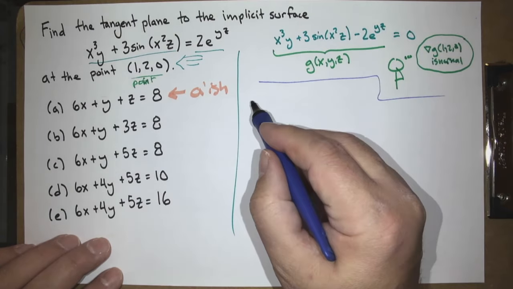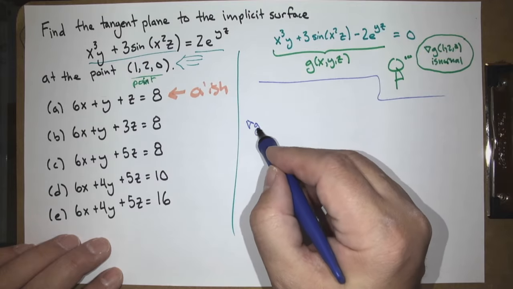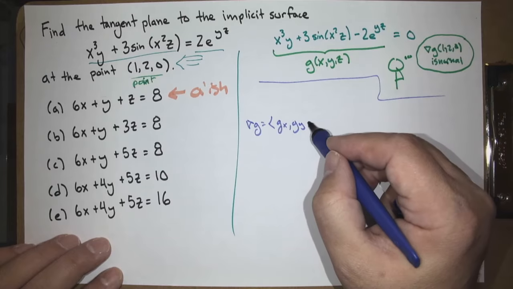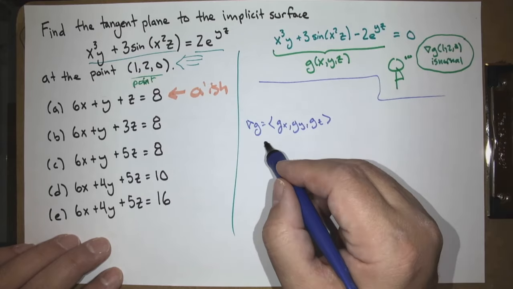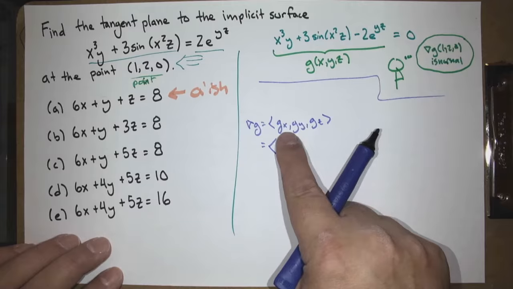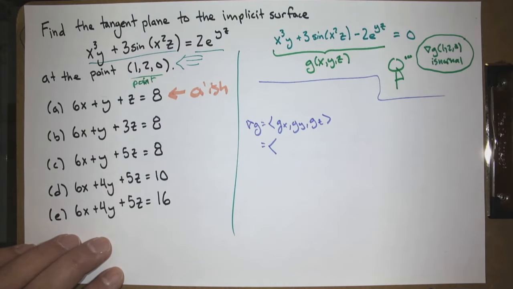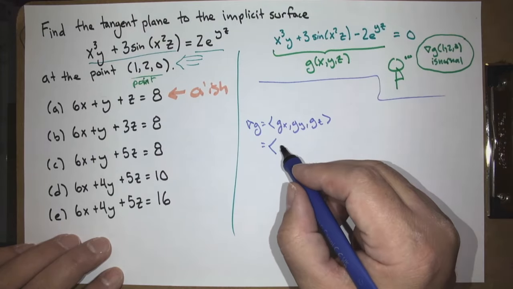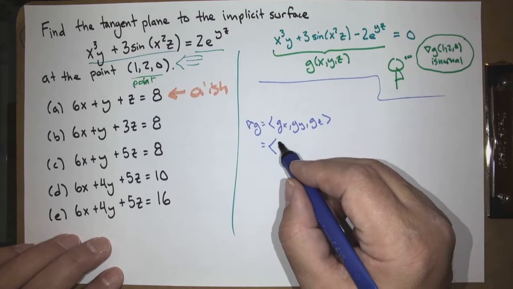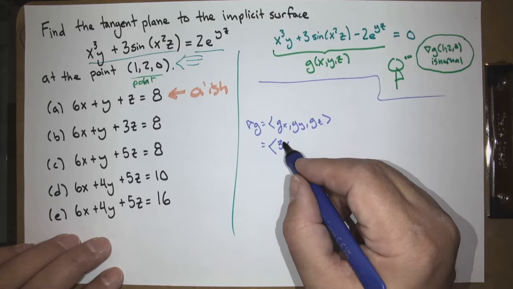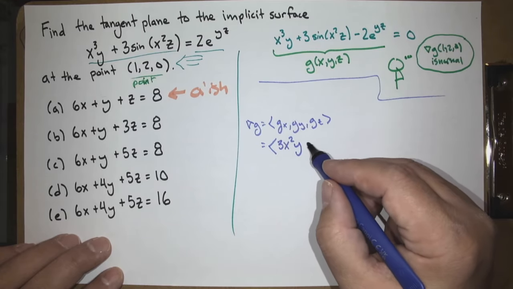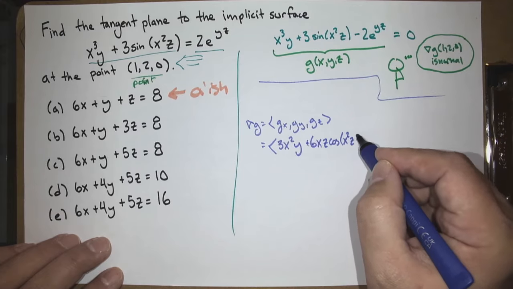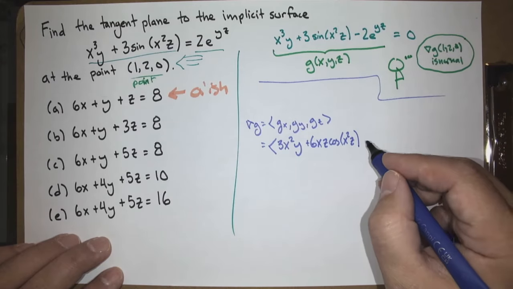So, we take our gradient. The gradient of g, as a reminder, means we're taking the partial derivatives, g sub x, g sub y, g sub z. When we take the derivative with respect to x, what happens to the y's and the z's? Treat as constant. So what is the derivative of g with respect to x? It's 3x squared y plus 6xz cosine, leave the inside alone. So we're doing some chain rule there. And that last term doesn't have any x's, so we're done with that one.